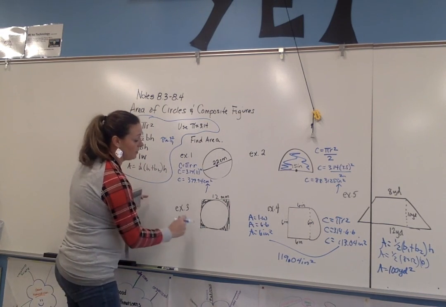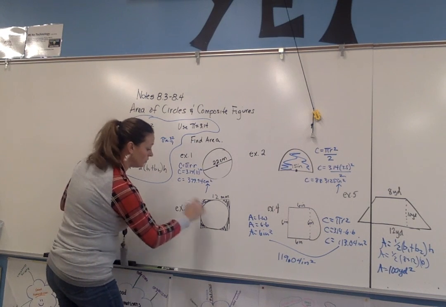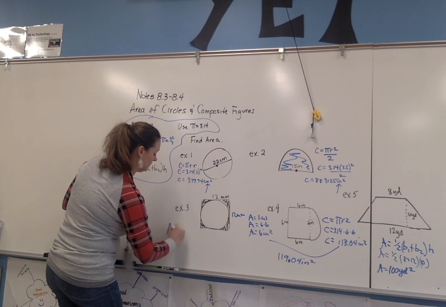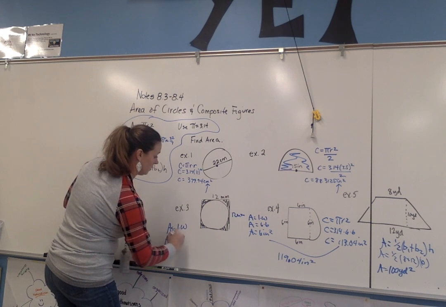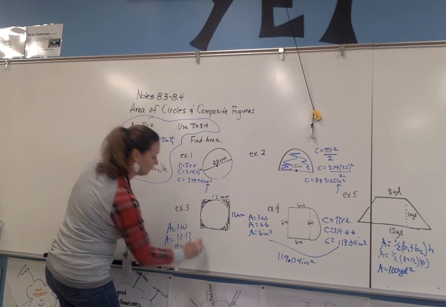In this example 3, I wanted you to find the area of the shaded part. So the whole square, because I'm going to tell you it's a square. Area equals length times width. So the area equals 12 times 12. My area equals 144 millimeters.